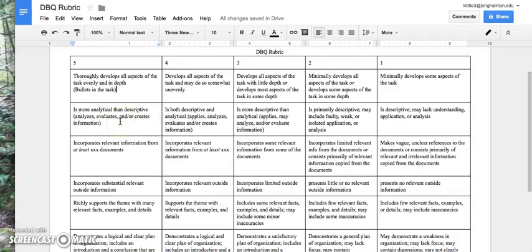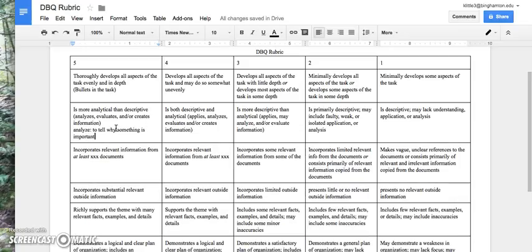The second one is probably the most important. For those of you that have been getting or will be getting 2s, 3s, and 4s, the biggest thing that's going to stand in your way between a 4 and a 5 is this one right here, okay? More analytic than descriptive. And analyze, which I want you to write in here, means to tell why something is important.